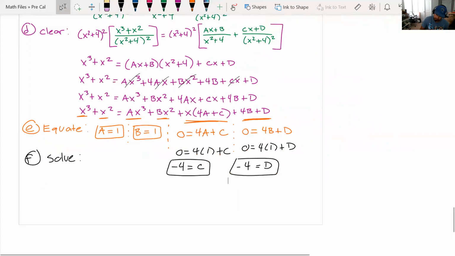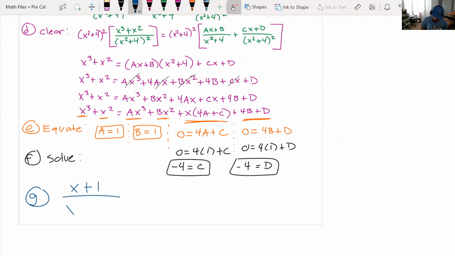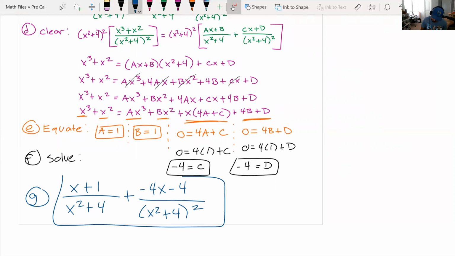And then G, we want the answer. So ax plus b, so you have x plus 1 over x squared plus 4 plus cx plus d, -4x minus 4 over x squared plus 4 squared. There it is. Whew.